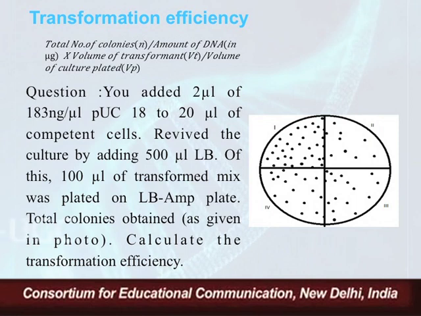where the total number of colonies is divided by the amount of DNA taken in micrograms, multiplied by the volume of transformants and by the volume of culture plated. We know all these things, because when we plate on the LB agar ampicillin plates, the next day we will have the appearance of E. coli colonies. We can count the number of colonies. If there are too many colonies, then we have to do serial dilution plating, so that the colonies that appear on a plate are countable. So we have the total number of colonies.